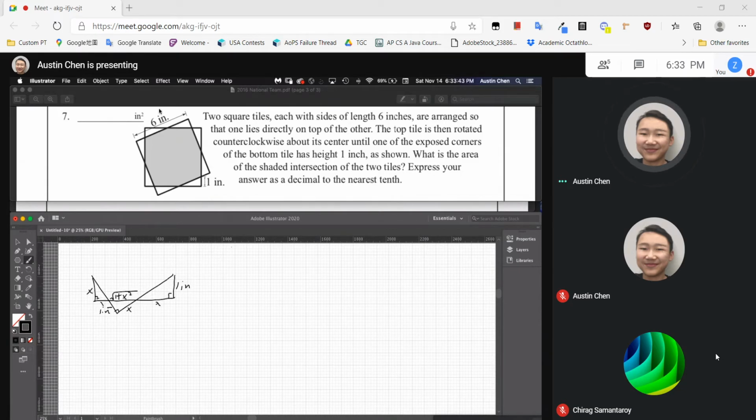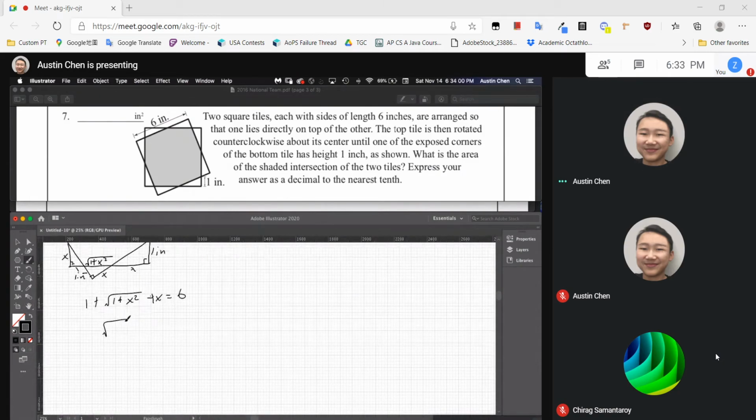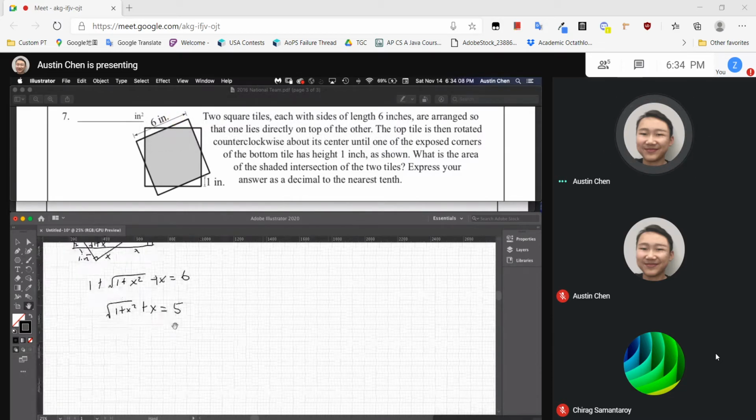And so we know the side length of the square is 6, right? And we have 1 here, we have that there, and we have x here, right? So that means we can set up an equation where all this equals 6. And then we can subtract 1 on both sides to get that equals 5.